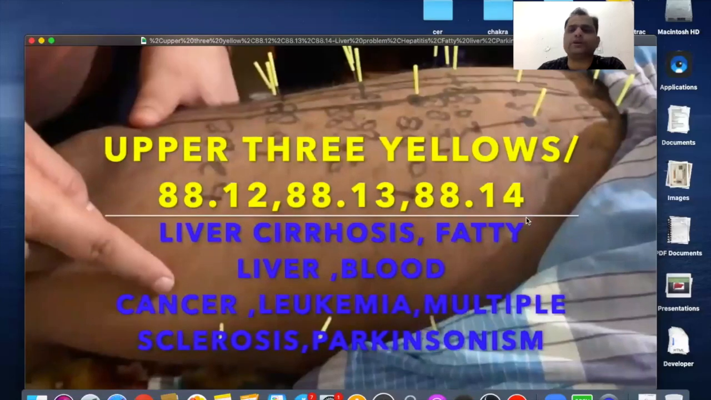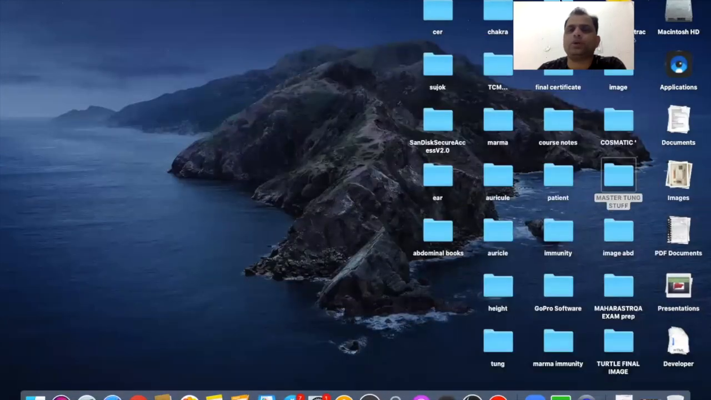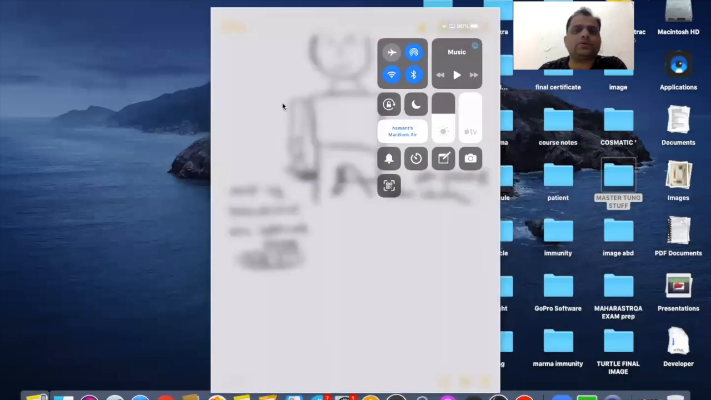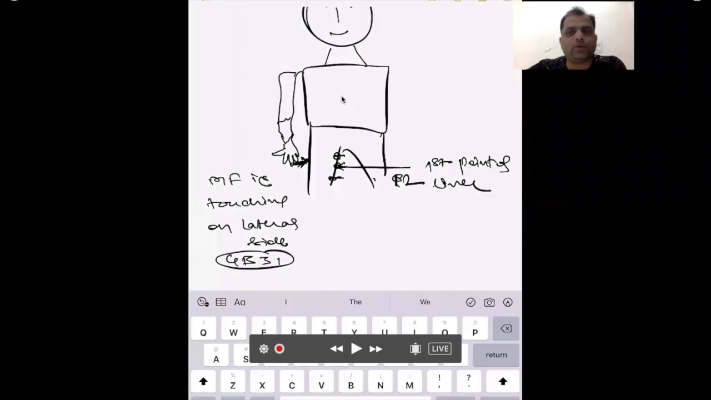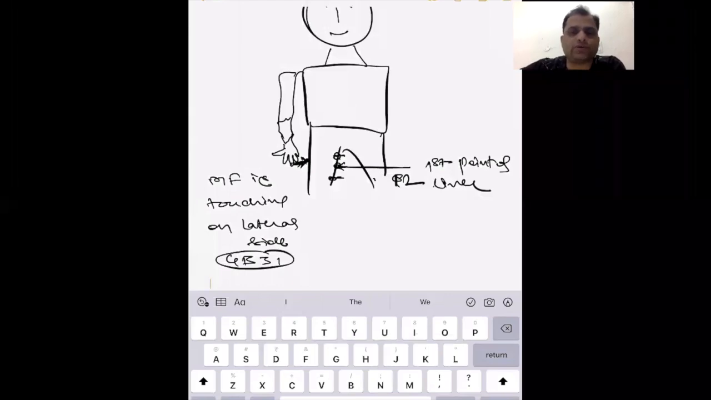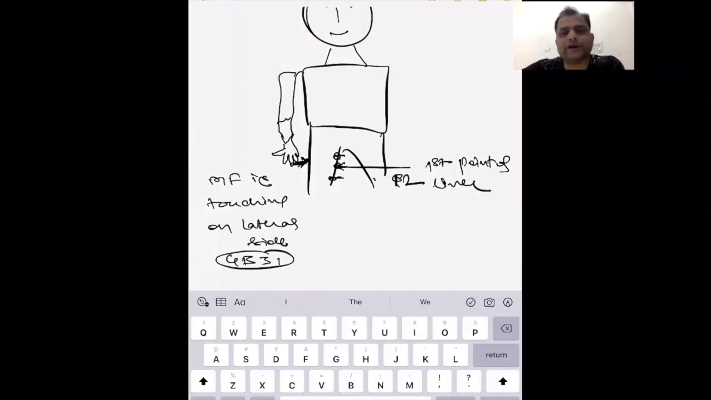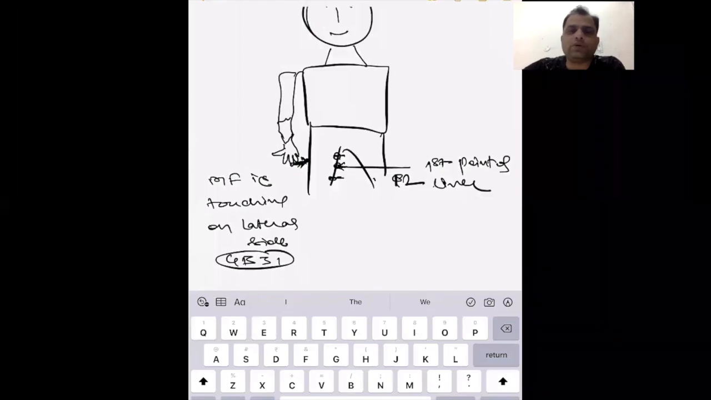So we can do the treatment in 2 ways. Number 1, we can treat the right side one day and the left side the next day. In this way, we can do the alternate treatment. So on day 1, we can insert all the 3 points on one side. On day 2, we can insert all the 3 points on the other side. Even we can do bilateral needling, bilateral points. So these are the 3 points unit called Upper 3 Yellows.